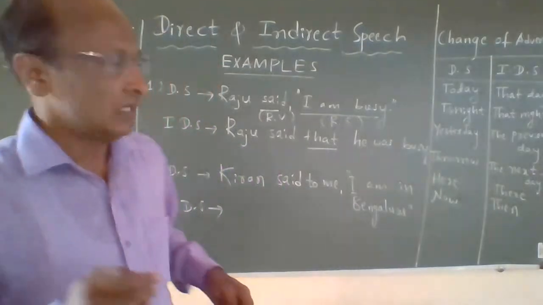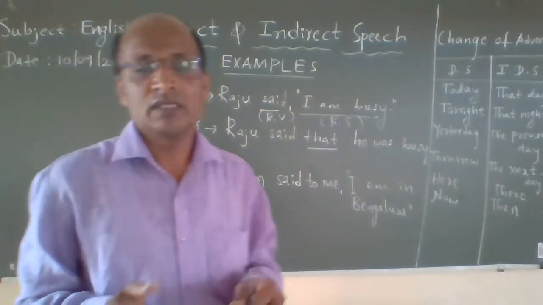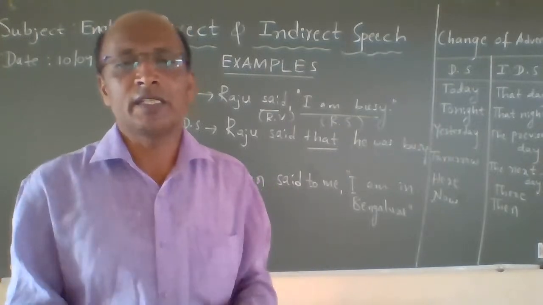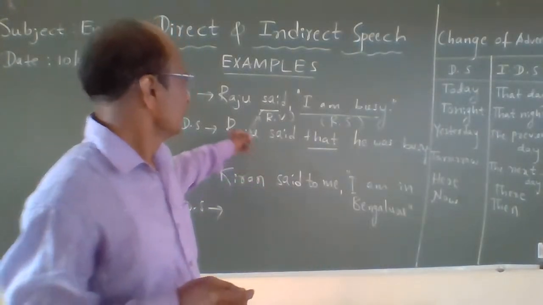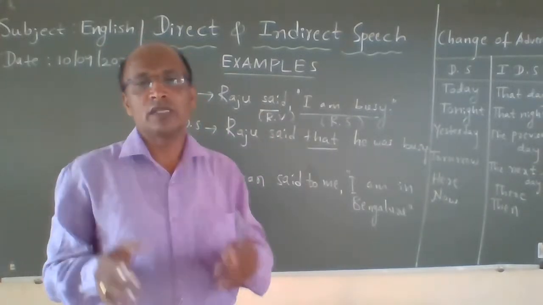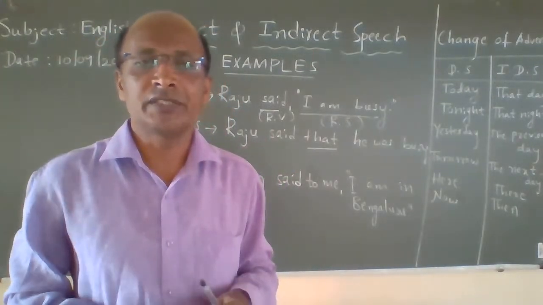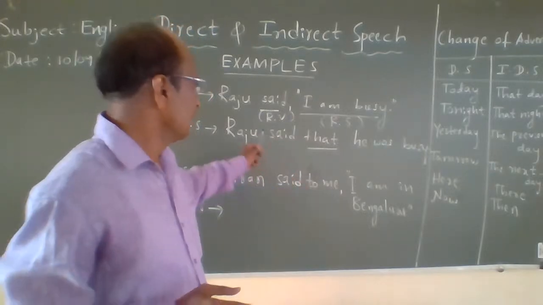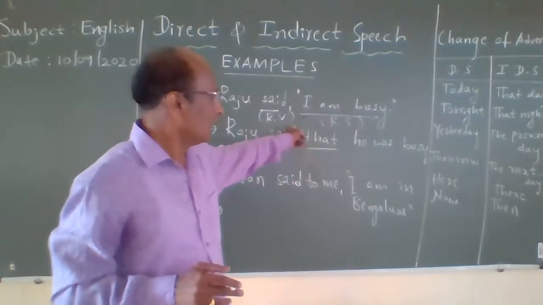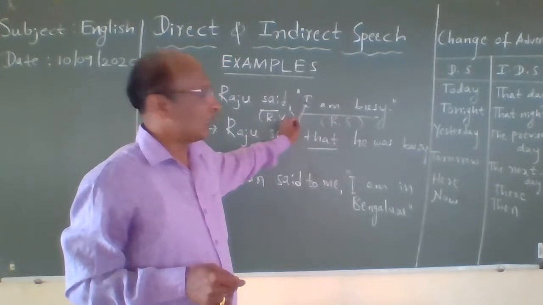Right. Dear students, let us take a look at the first example. Raju said, I am busy. This is direct speech. How do you change direct speech into indirect speech? See, Raju said. After that, we have used that. We combine the two sentences with the help of the subordinate conjunction that. Raju said that, then I am busy. Who is busy here? Raju is busy.